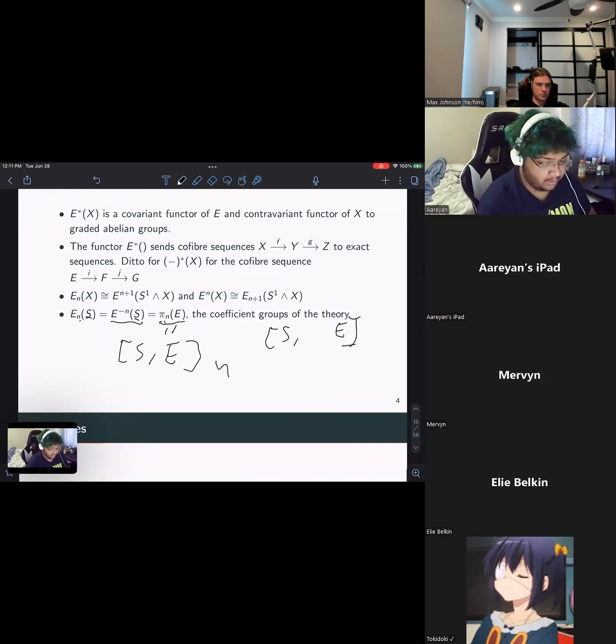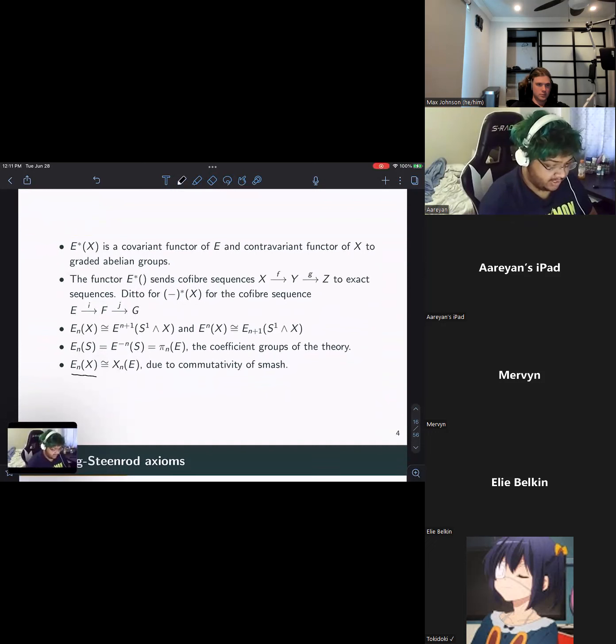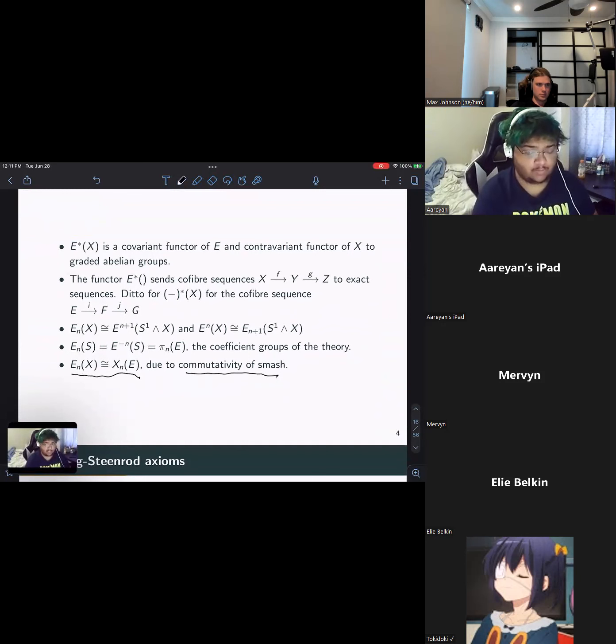And the last property is that in a sense it's commutative. This follows from commutativity of the smash product. Now, this was actually quite a substantial result when it was originally proved by Whitehead. But we have already done the hard work of proving that the smash product is commutative in the last talk, so we actually don't need to do much work. It just follows from the commutativity of smash for us.